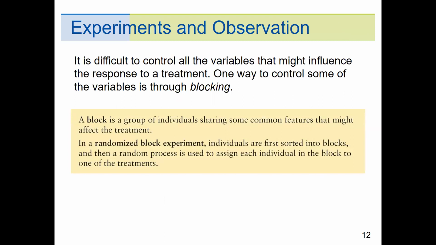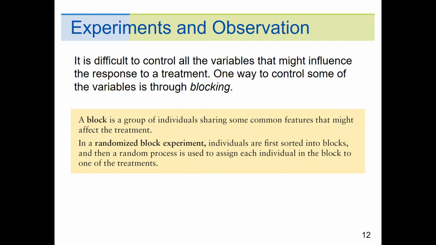Okay. Sometimes it's difficult to control all the variables, like I was talking about before, that might influence a response. So one way to control some variables is through blocking. A block is a group of individuals sharing common features that might affect treatment. Maybe all these people have the same characteristics and could respond similarly, so we could look at certain groups. In a randomized block experiment, individuals are first sorted into blocks, and then a random process is used to assign each individual to one of the treatments.